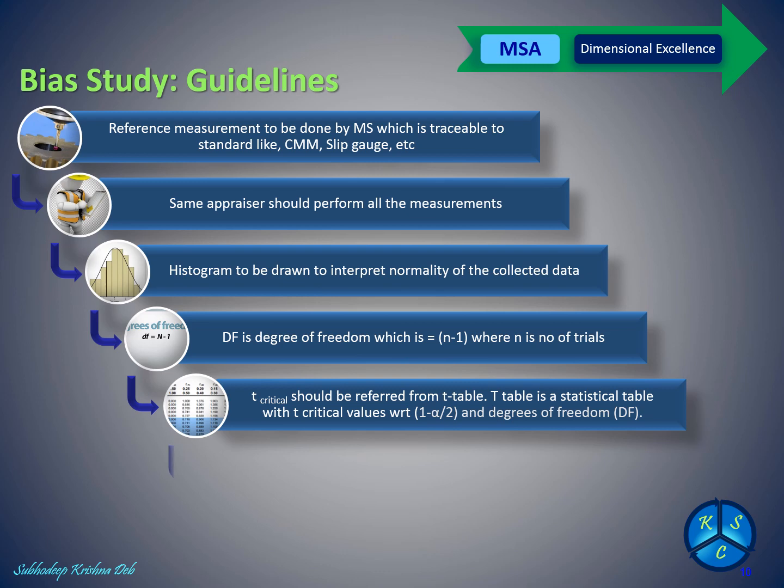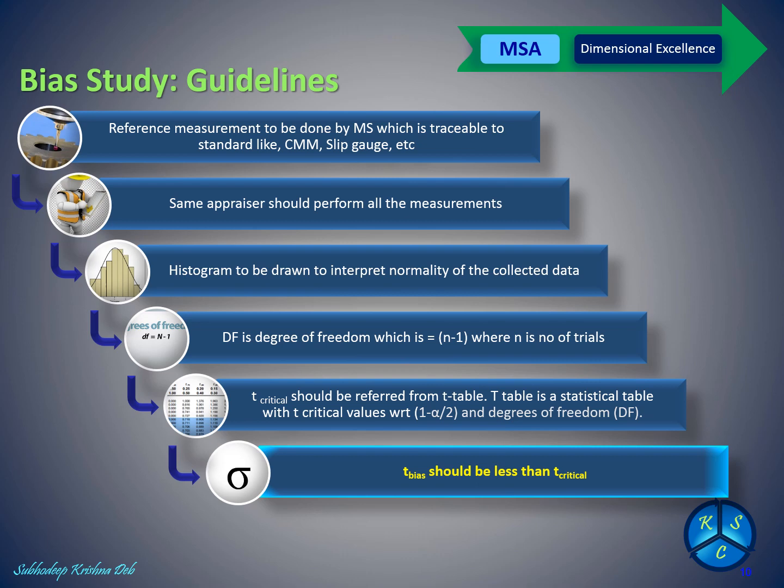This is also what we discussed. And now, finally, the check is that the T bias that we have calculated should be less than the T critical value that we have indicated from the statistical table, the T table. Okay, now this is the first check, where T bias should be less than T critical.